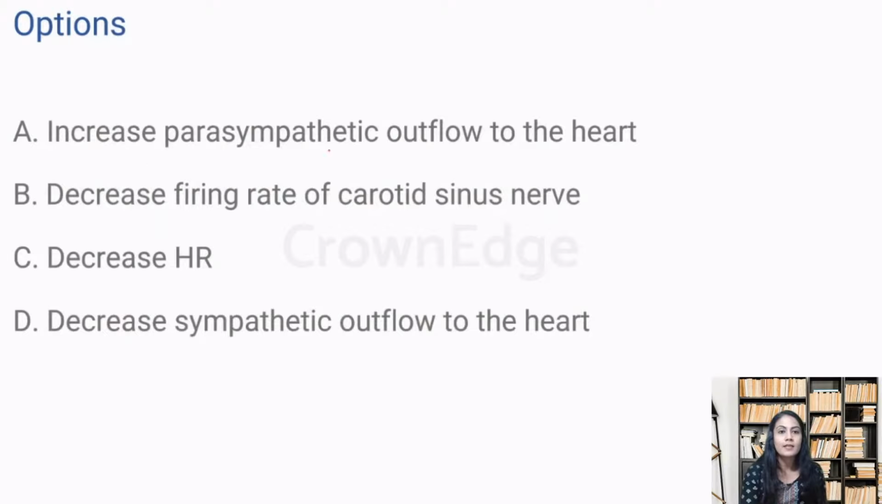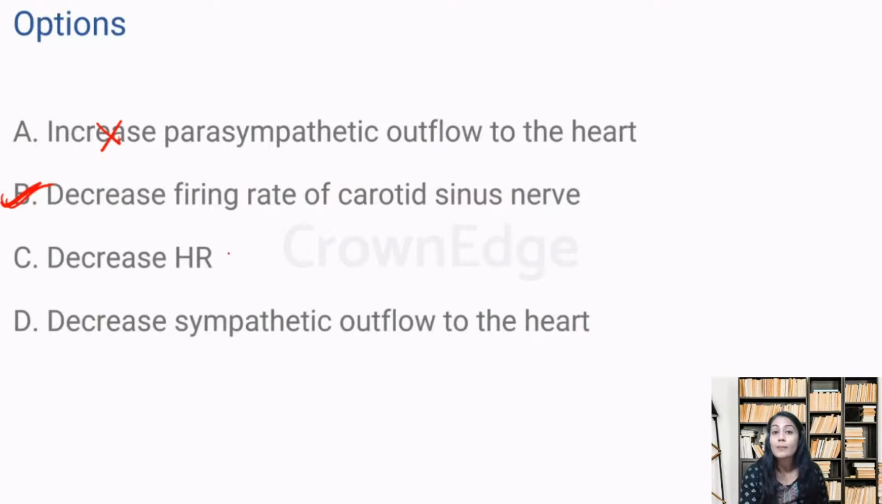First option is increase parasympathetic outflow. I told you we have to increase the BP. So we have to decrease the parasympathetic. So this cannot be the option. Decrease the firing rate of carotid sinus nerve. So yes, we have to decrease the firing of baroreceptor so that the brake will be released and the BP can increase. The speed of the BP can increase, right? So this is the answer over here.